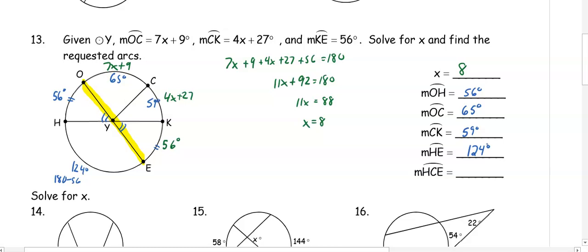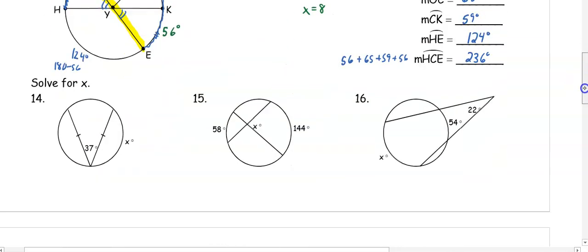And then our last arc that we want to find is HCE. So we have to follow the circle around, H to C to E. We can do it 2 ways. We can either subtract the arc not included from 360, or we can add the 4 arcs that we put together. When we add that, we would get 236 degrees. It would be the same as if we did 360 minus 124, we'd also get the same.